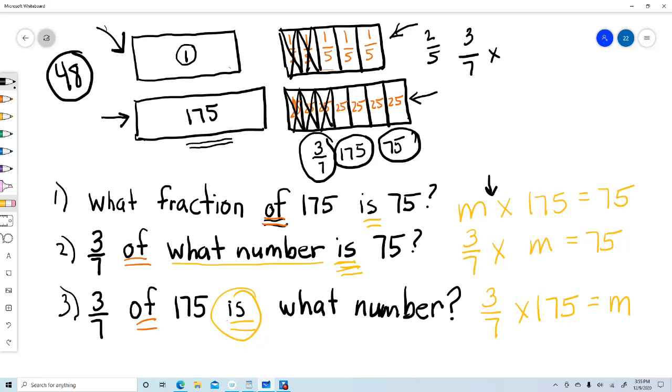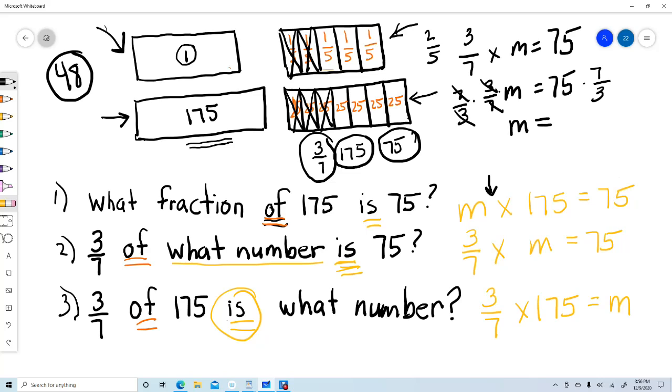3/7 times m equals 75. I'm going to rewrite this as 3/7 m equals 75. It's less bulky to look at. Now I'm going to use the multiplication rule for equations, and I'm going to multiply this by its reciprocal, because that's going to cancel the 3/7, and I'll be left with m all by itself on the left-hand side, which is what I want. But if I multiply the left-hand side by 7/3, I have to do that on the right as well. So this is going to cancel. We know we can cancel numerators and denominators. So once that's all gone, I only have m left on the left-hand side.